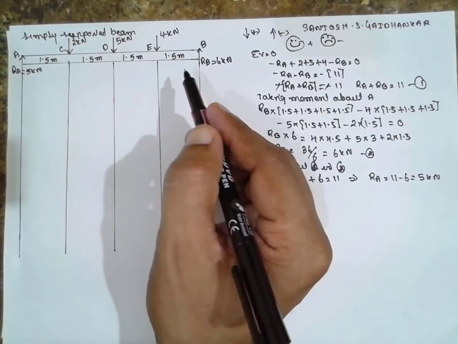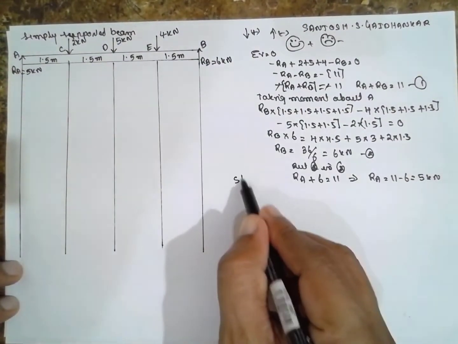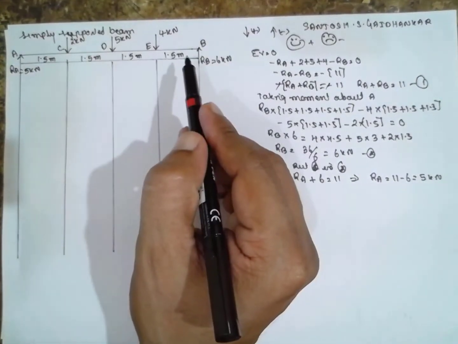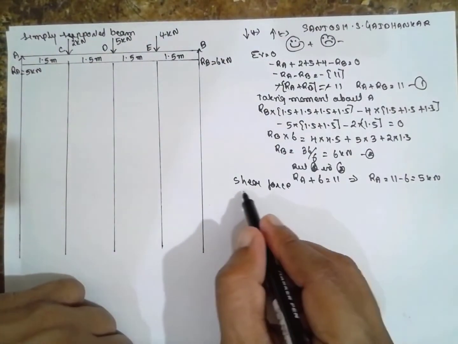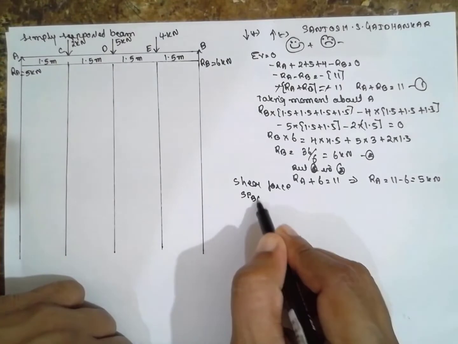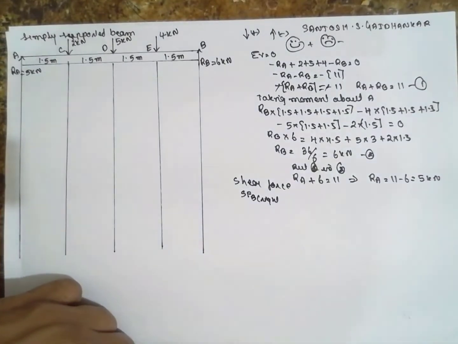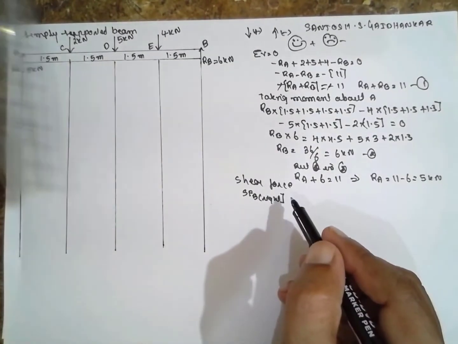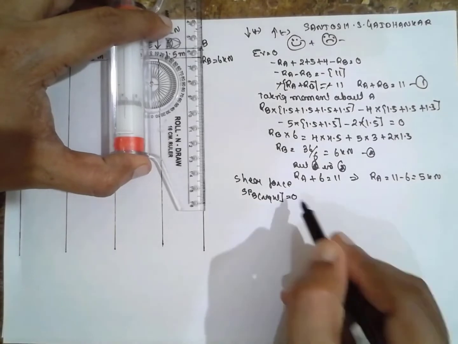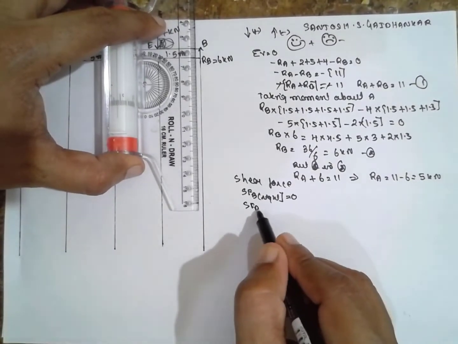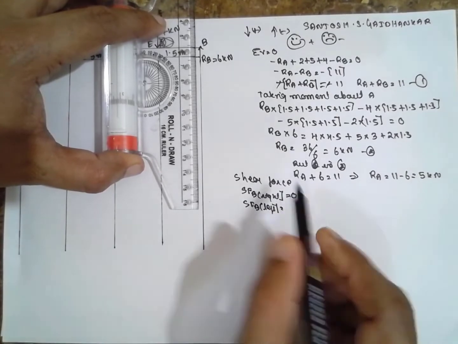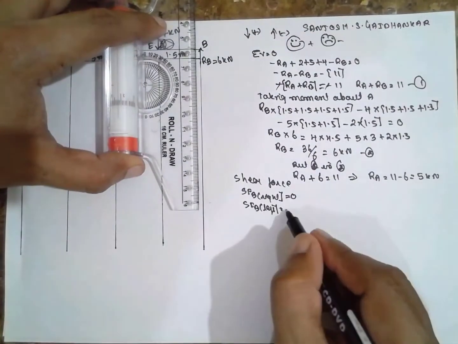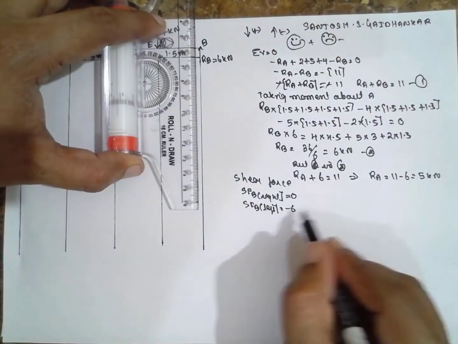Now we have to solve the shear force diagram. There is a load from the bottom, therefore you have to consider left and right. SF at B, right side, will be 0. Now SF at B, left side. The reaction, as per your direction, should be minus. I will consider minus 6 because the arrow is at the bottom. Minus 6 kilonewton.